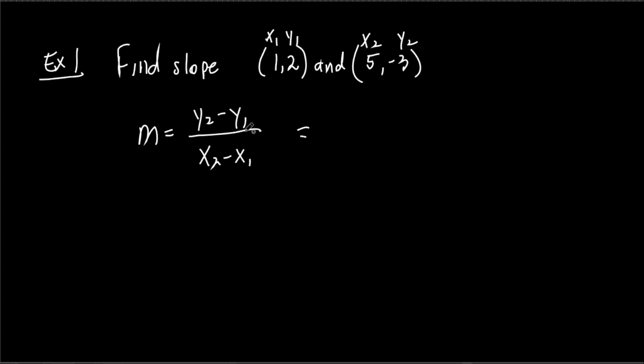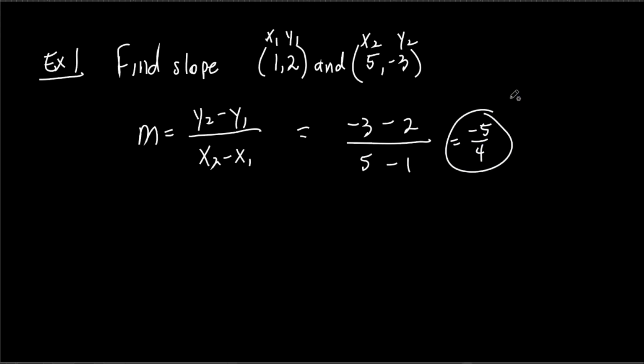So y2 minus y1. You could go y1 minus y2, but what would you have to do on the bottom? You'd have to go x1 minus x2. All right? So we'll do it both ways just to show you it doesn't matter. So let's do it. y2 minus y1. What's my y2? It's negative 3. Minus my y1, which is 2. Let's do the x's. Take the x2, 5, and then minus the x1, which is 1. This is negative 5 over 4. And that's my slope right there. That's how steep it is. If you go down 5 and to the right 4, that's how steep that line is.